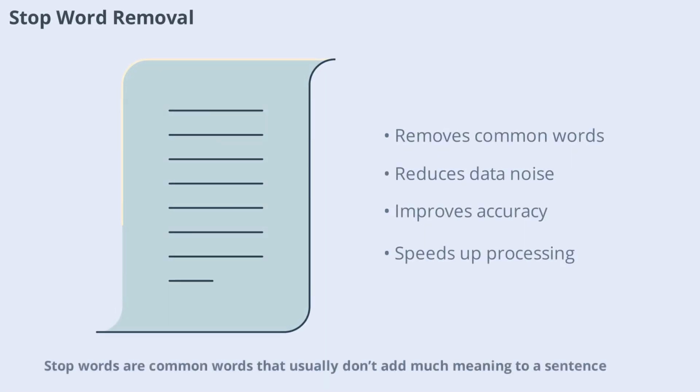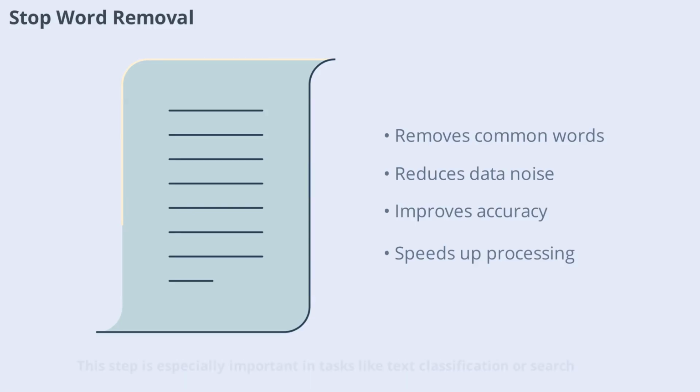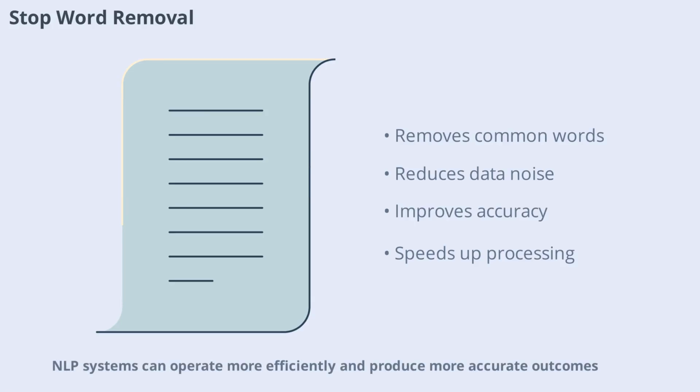Stop words are common words that usually don't add much meaning to a sentence, such as is, the, or and. Removing these words helps reduce noise in the data and allows algorithms to focus on the more meaningful parts of the text. This step is especially important in tasks like text classification or search, where irrelevant words can skew results. By filtering out stop words, NLP systems can operate more efficiently and produce more accurate outcomes.